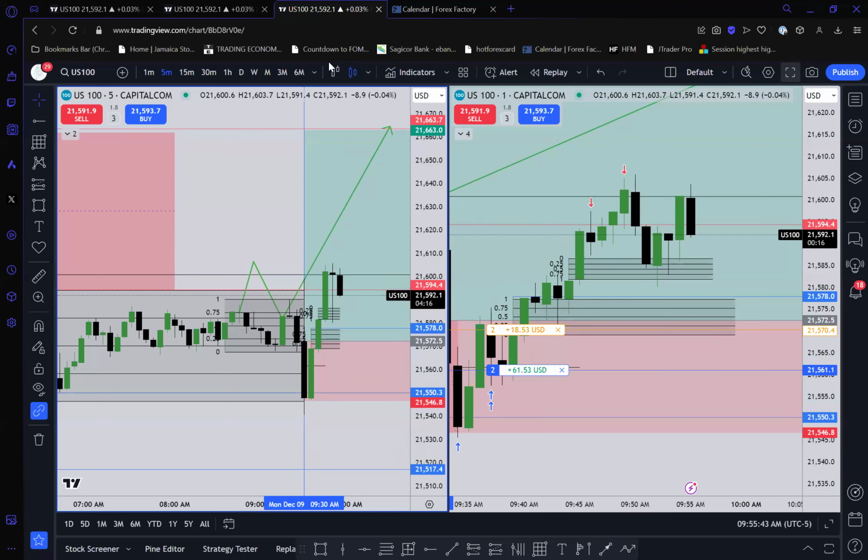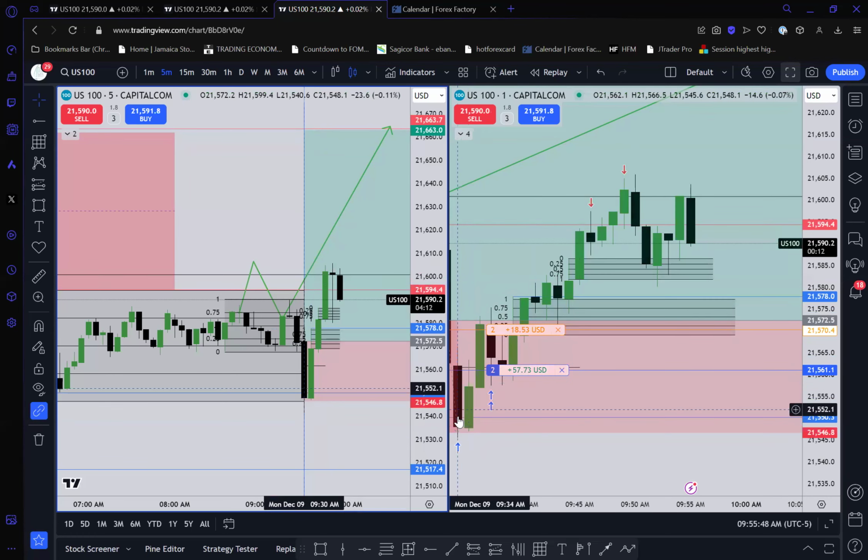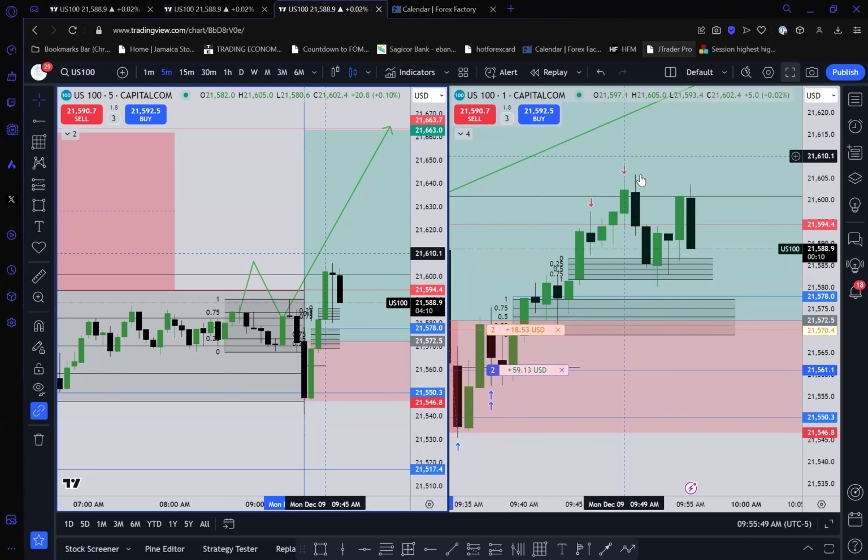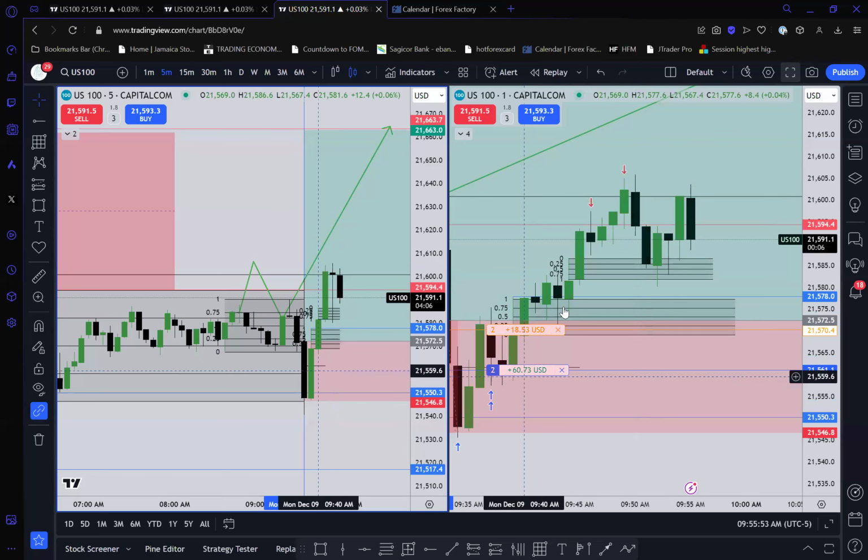And if you're not, and you're out, I don't know what this was, entry was somewhere around 50. That's about 50 points. Or if you got in later, that's around 40 points.